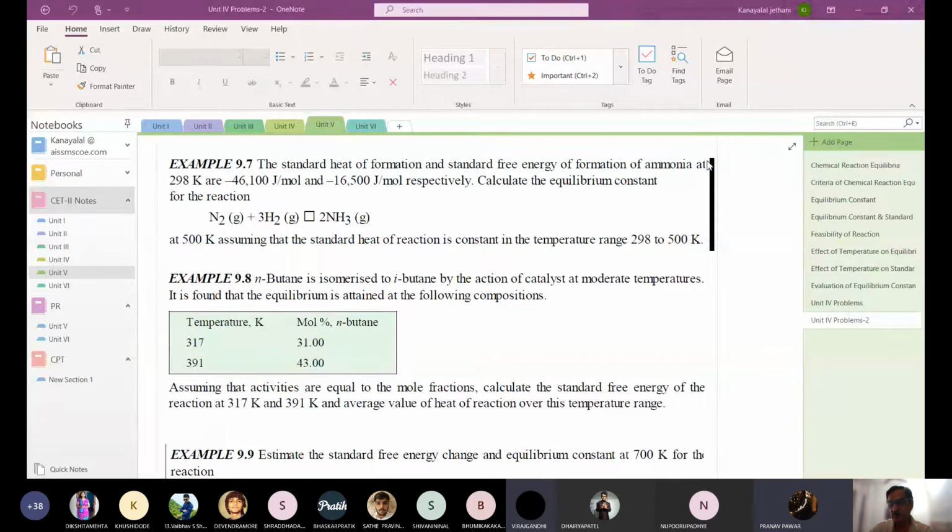They're using Van't Hoff, sir, equation. Van't Hoff equation use करने का. Find out value of K at 500 Kelvin from K at 298 Kelvin. Right? Van't Hoff equation याद है? नहीं याद किसी को? Sir, d ln K upon dT is delta H0 upon RT square. Yeah, true.